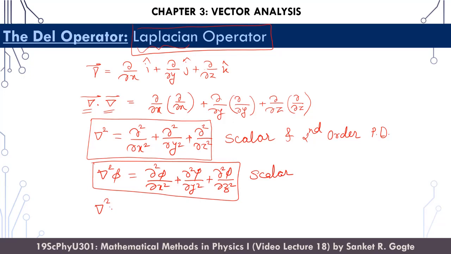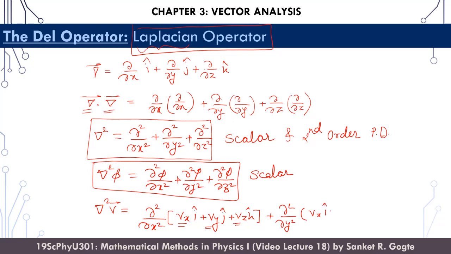Whereas if you operate this del square onto some vector, what you will get is ∂²/∂x² of the whole vector, which is vx i plus vy j plus vz k. Remember, vx, vy and vz are the x, y and z components of that vector field, and they are functions of x, y, z in general. Plus double differentiation of that vector field with respect to y, so it is vx i plus vy j plus vz k, and the third term in this operation will be ∂²/∂z² of the vector field vx i plus vy j plus vz k. So this is basically the Laplacian operator.